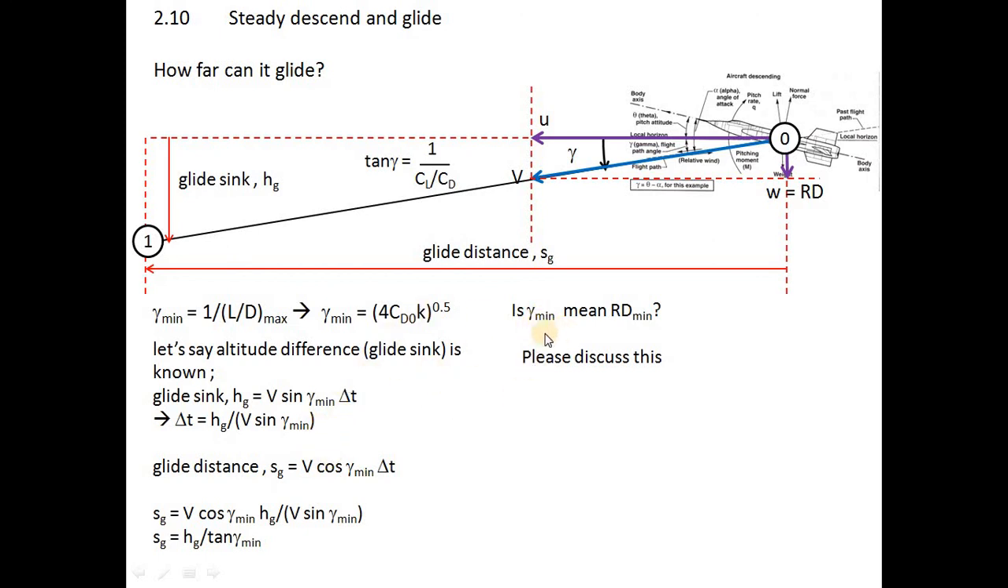Now one question: does minimum glide angle mean minimum rate of descent? Is minimum glide angle the same as minimum rate of descent? Actually, I have mentioned it just now. Okay, all right, so let's discuss this with your peers, or you can discuss it with me later. If you have more interest on this, I can surely discuss it. After this we'll look at the special cases.